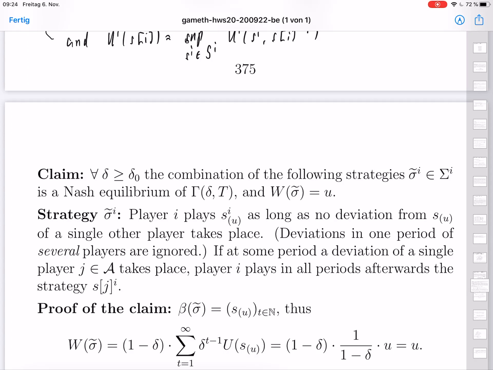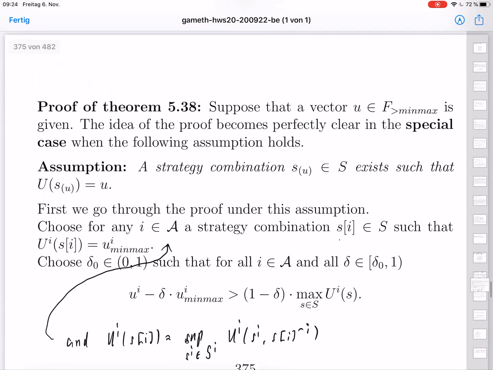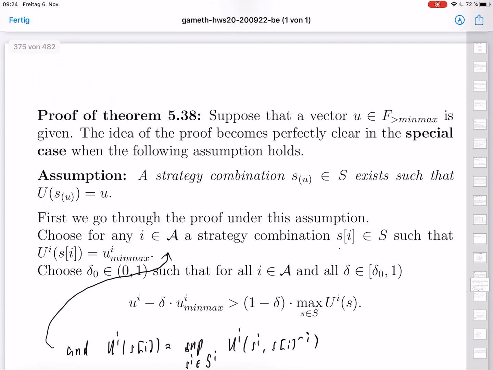Now, the claim: for any delta bigger or equal to this value delta 0, the following strategy combination is a Nash equilibrium, and its utility value is precisely the value u. The strategies are called sigma tilde i. Sigma tilde i is defined as follows. Each player i plays the strategy of the original game with a given value u. Let's recall this here: we have the assumption that we have the strategy combination s_u, such that the utility value is exactly equal to u.